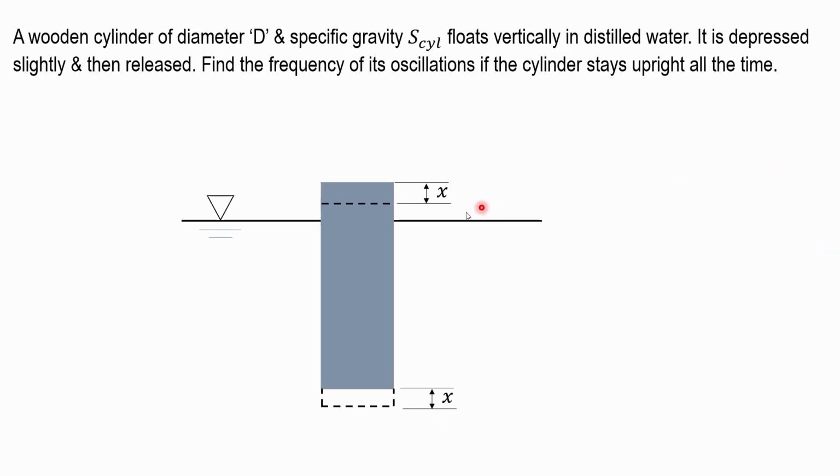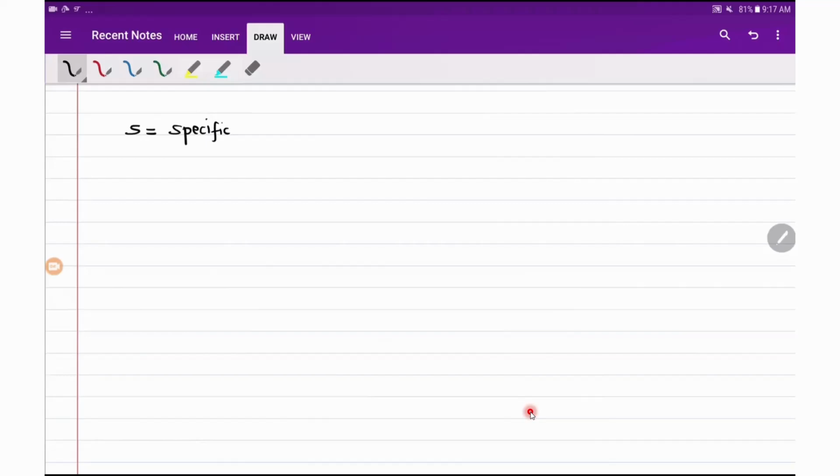Whatever is the level x that we have depressed, the same level will be over here. So this is our new position of the cylinder.